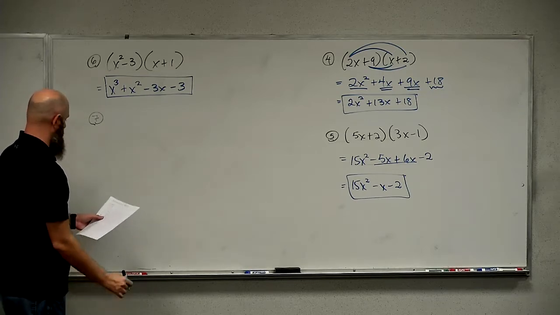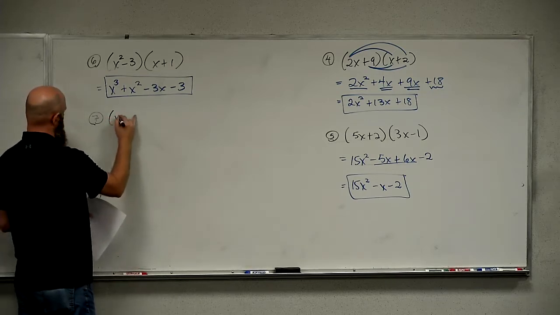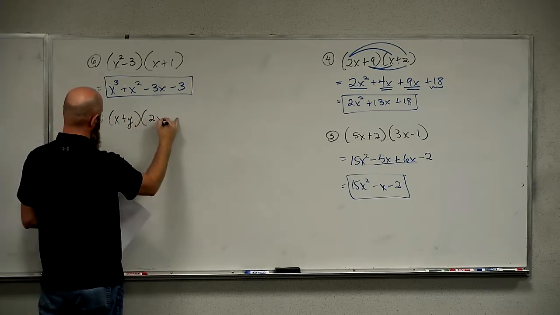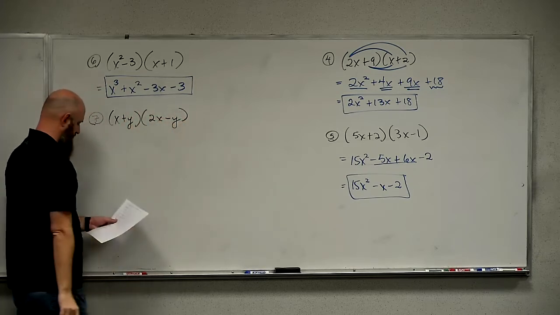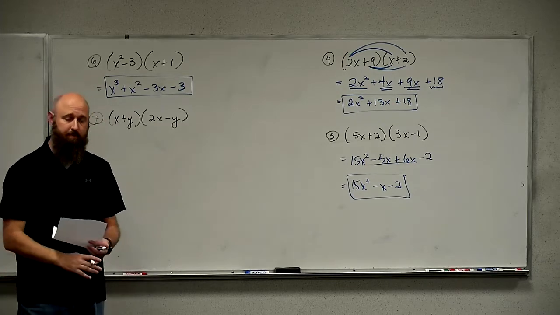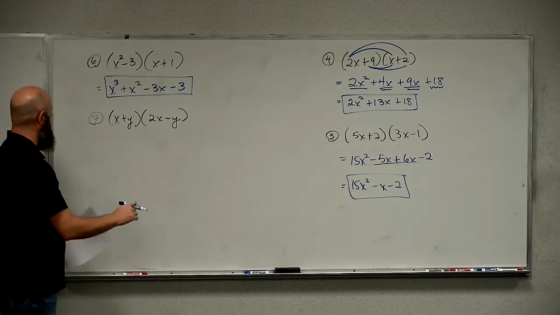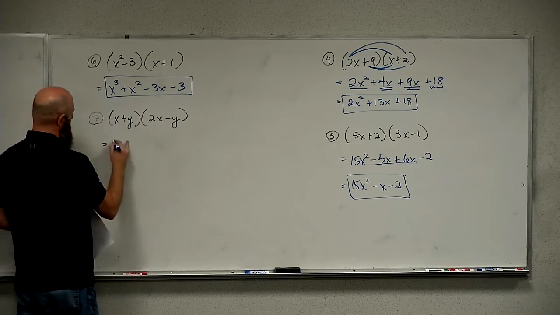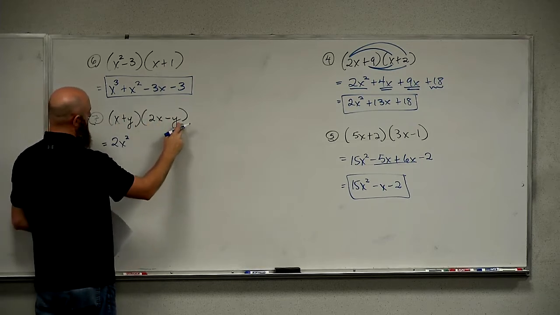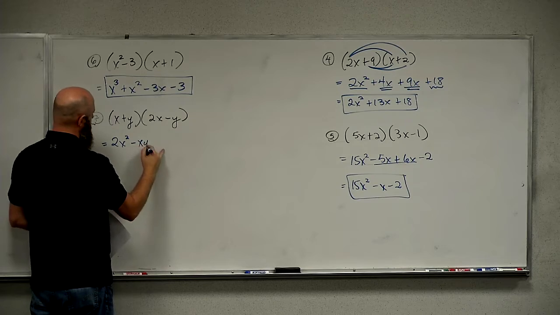All right, number 7. X plus y times 2x minus y. So this is to show that we can have multiple letters. So x times 2x is 2x squared. X times negative y is negative xy.